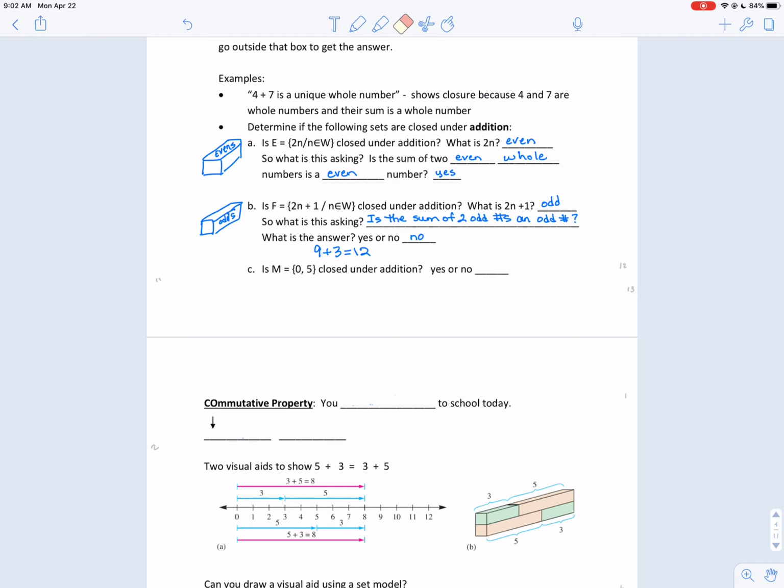Here we have another box of 0s and 5s. Is it closed under addition? Let's pick any 2 out of there. 5 and 5. Well, 10 is not in the box, so it is not closed under addition.